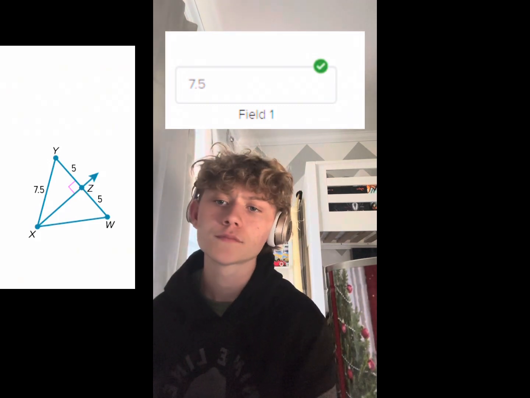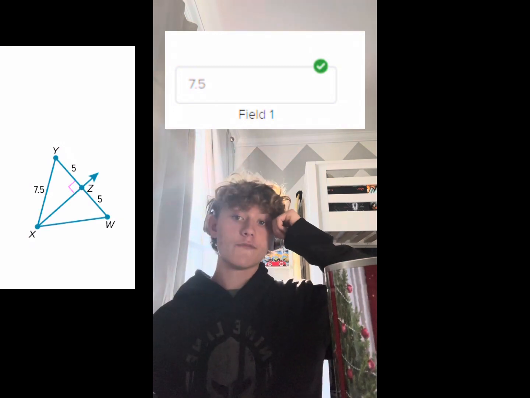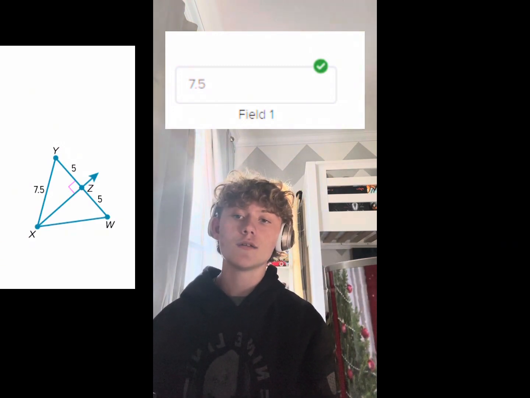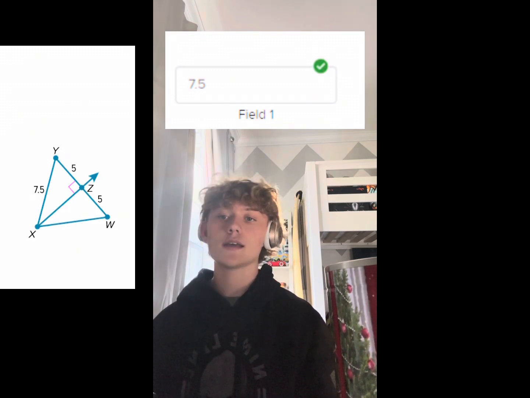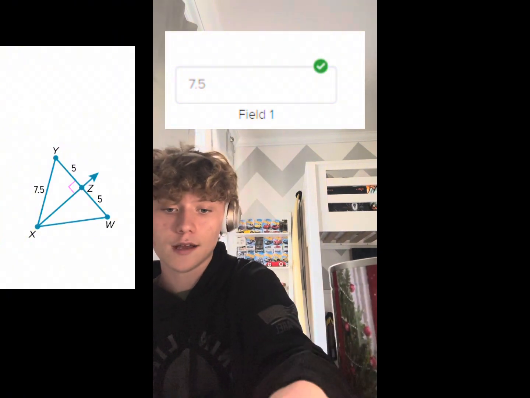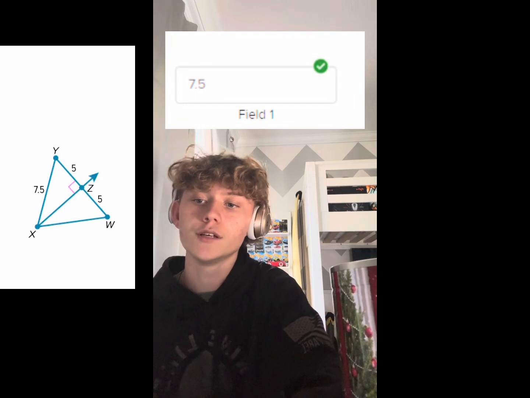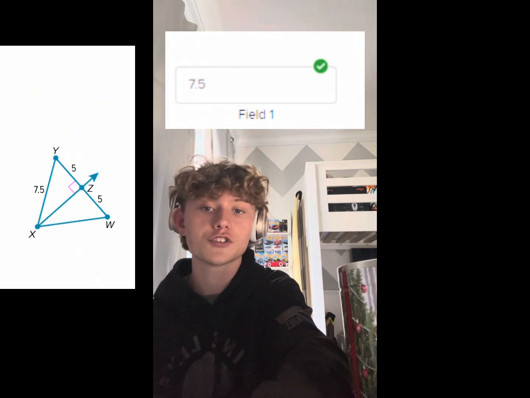XW on this one is just like the last problem. So, XY equals 7.5. And because YZ and ZW equal 5, and there's a right angle, it makes it 7.5. I'm going to put that in real quick because I didn't do that. Hold on, just to make sure it's right. It is, of course. There's the question.